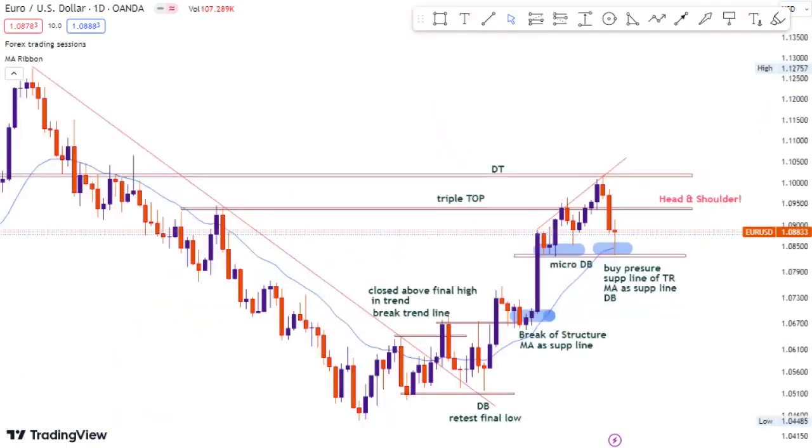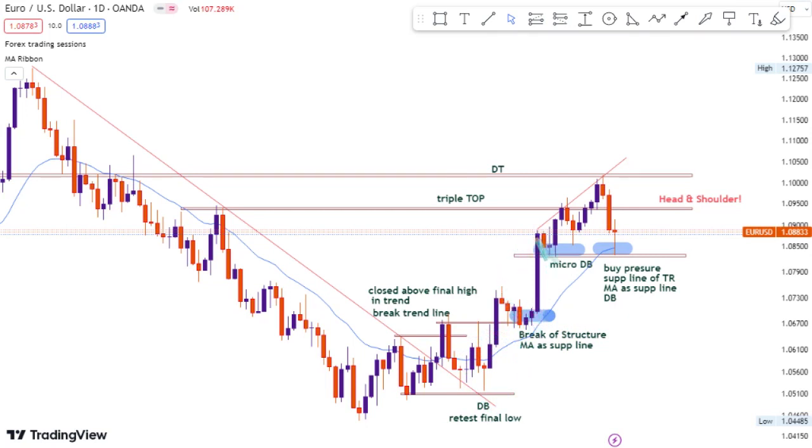Now we go to daily time frame. This time frame is the trend time frame. This trend has broken here and closed above the final high in the trend. We expect a retest of the final low here. After making a double bottom, move up. Here we have a breakout structure. Then it pulled back to this level, and the moving average acted as a support line. So here is the buy entry point.